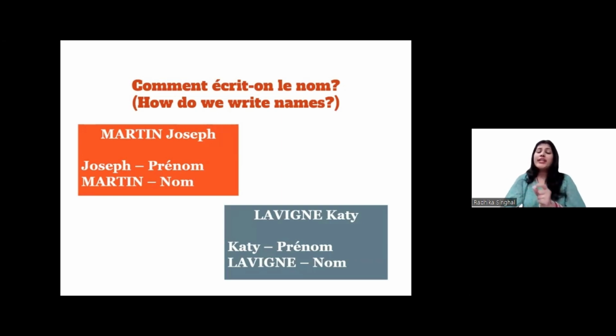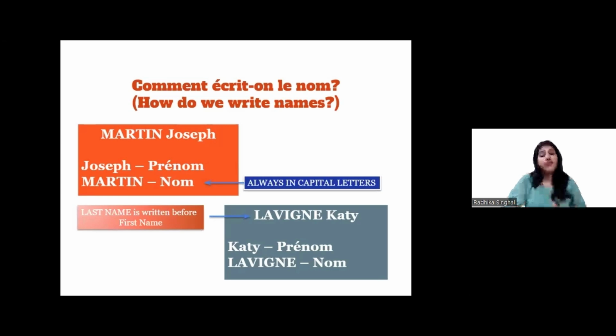But when we write it down in IDs, documents, or any official papers, we write our last name first, and our last name is always in capital letters. Okay? So in IDs and official documents in France, we write our surname or the last name before our first name, and we write it in capital. So this is something new and different that we must remember.